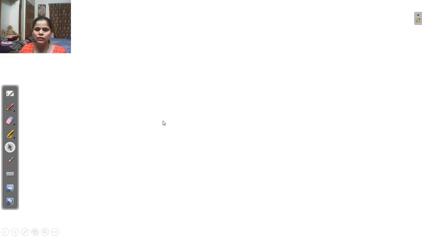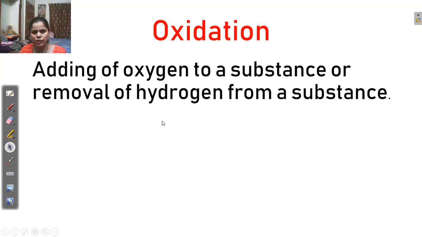So let's see the definition of oxidation. What is oxidation? The definition is the adding of oxygen to a substance, or the removal of hydrogen, or removal of electrons from a substance, is called oxidation. Understand? Again, repeat it. Adding of oxygen and removal of hydrogen from a substance is called oxidation. This process is called oxidation.